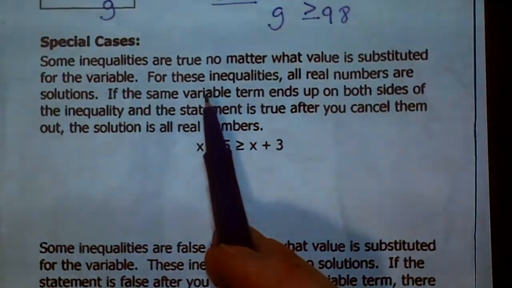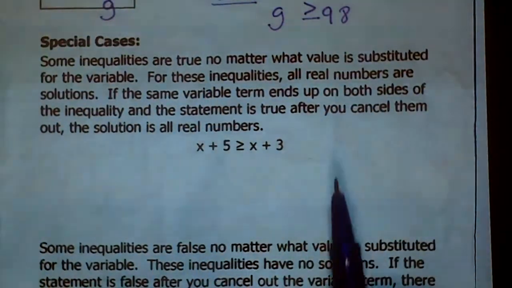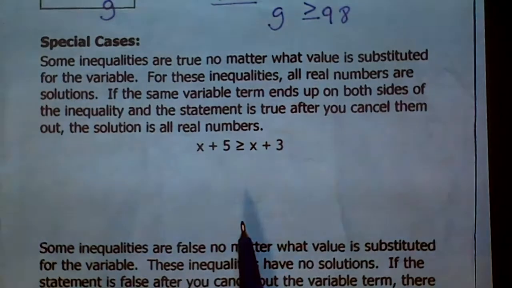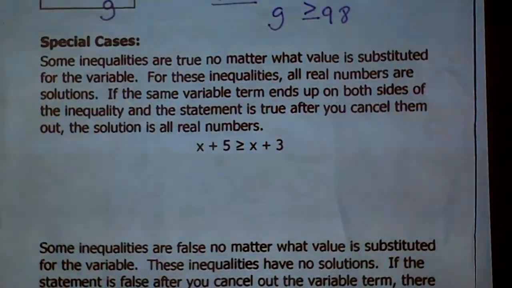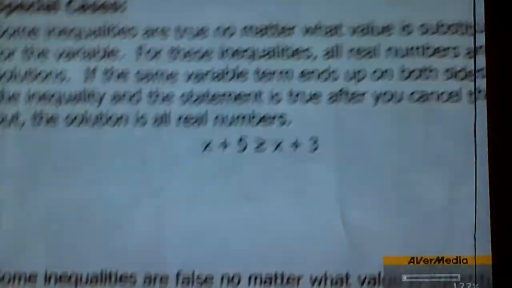Some inequalities are true no matter what value is substituted for the variable. For these inequalities, all real numbers are solutions. If the same variable term ends up on both sides of the inequality and the statement is true after you cancel them out, the solution's all real numbers. So I'll show you what that means.